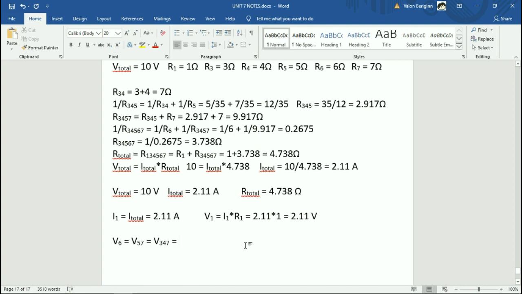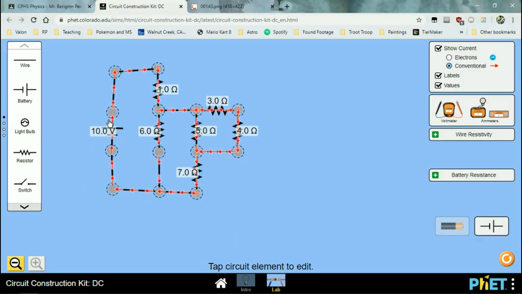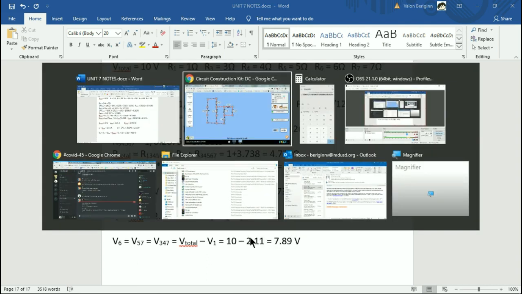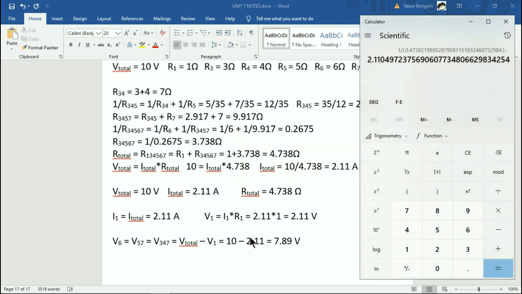But what is that? Well, again, the total is V10. It gains V10 going across the battery. It then loses 2.11, so it must lose the rest of it for any of these three paths. So this must equal V total minus V1, which is 10 minus 2.11, which is going to be 7.89 volts, right? It's going to be negative, but ignore the negative, I'm just shorthanding this.